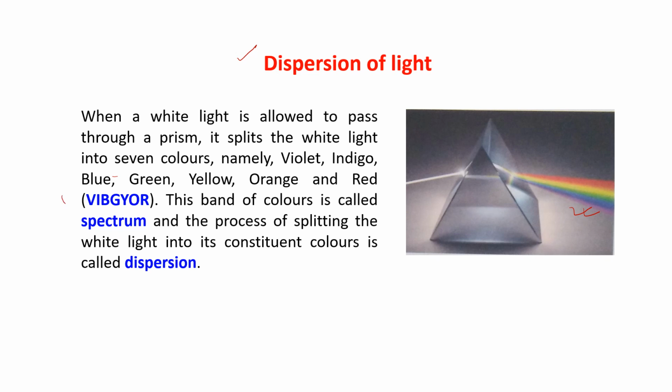That is VIBGYOR. This band of color is called spectrum. Very, very important. And the process of splitting the white light into its constituent colors is called dispersion. You have to learn all these things, children.